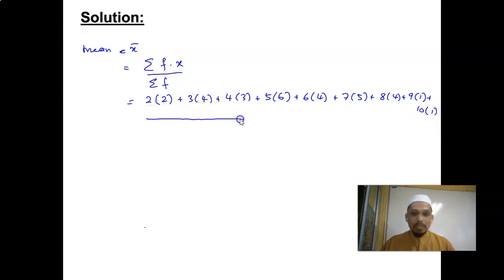And all of this divided by the number of students, which is 30 of them. Use your calculator, divide by 30, and you'll get the average, which is 5.6. And the most frequently appearing mark, the mark that most students got, is 5.